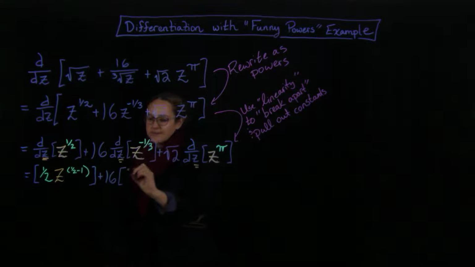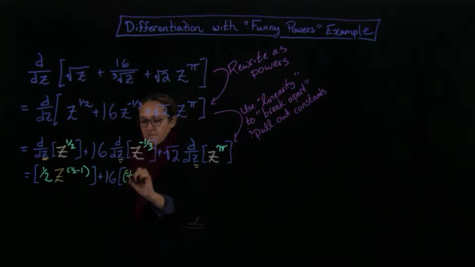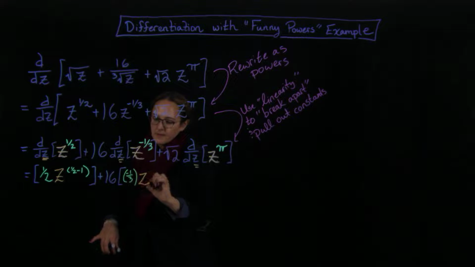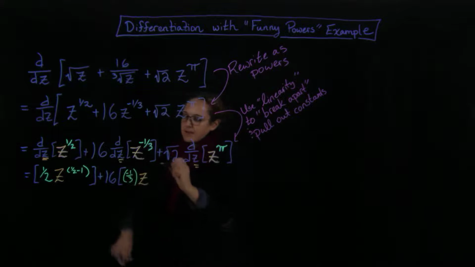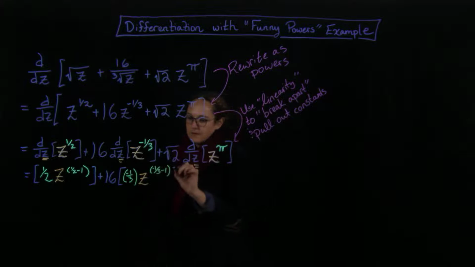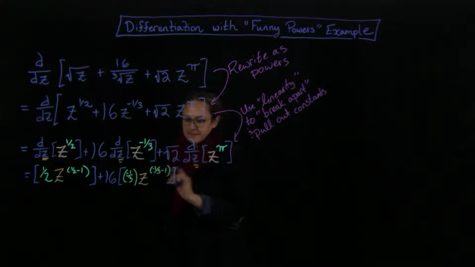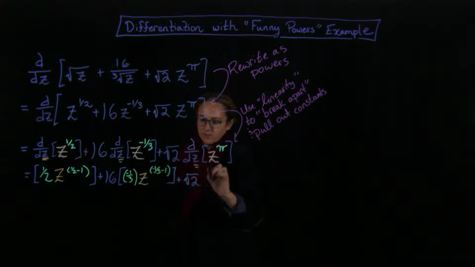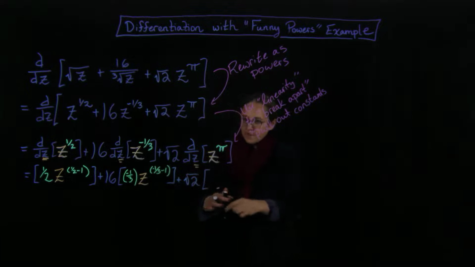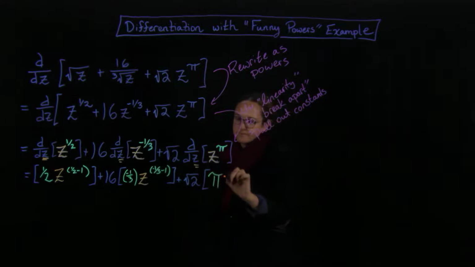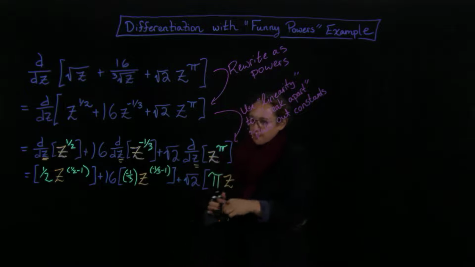So I want to drop down a minus 1/3, and then I want to take z to the minus 1/3 minus 1. Plus, I have the square root of 2, and then I can drop down the pi, z to the pi minus 1.